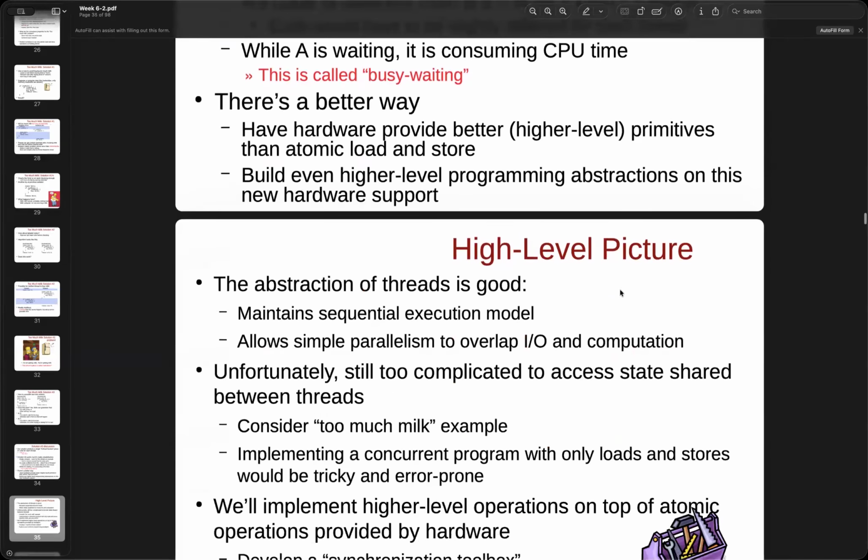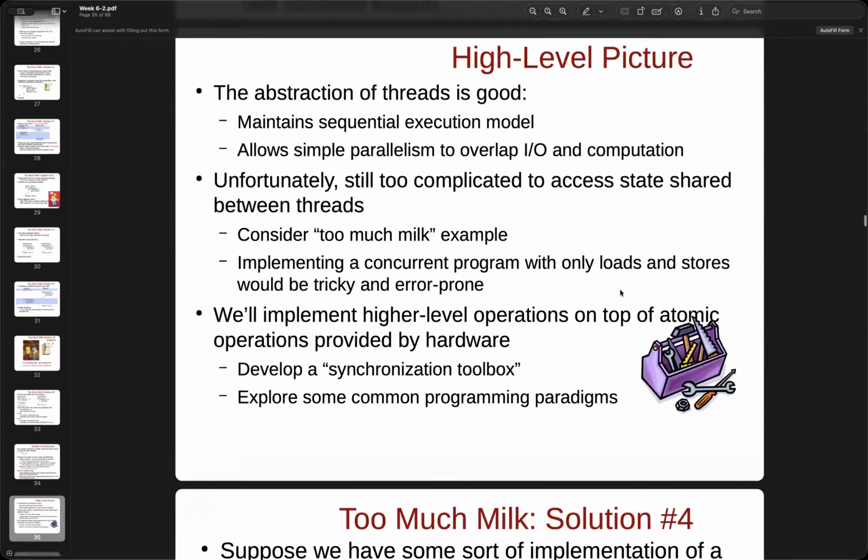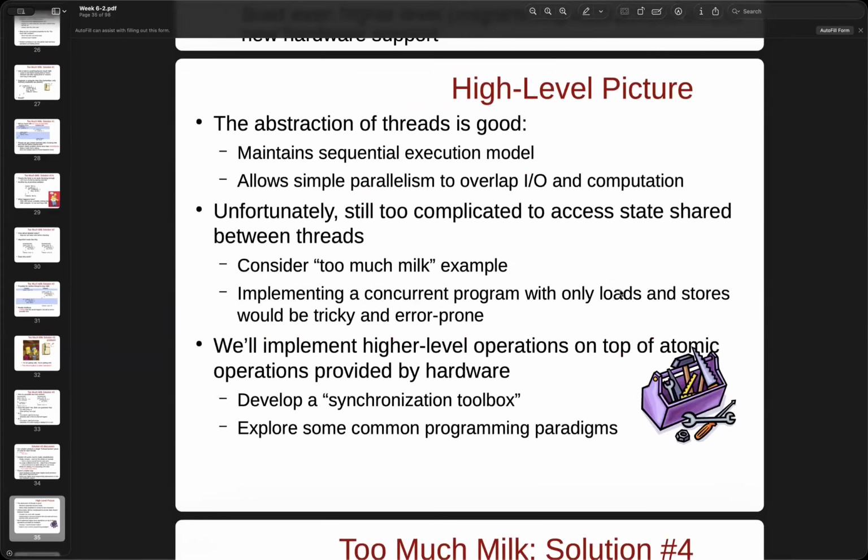And so far, if we talk about the high level picture, the first abstraction is good. We should maintain the sequential execution model. Also, we want to allow simple parallelism, to overlap I/O and computation. Unfortunately, I think they are still too complicated to share state between different threads. When we think about the too much milk example, implementing concurrent programs with only load and store is tricky. Also, they are problems.